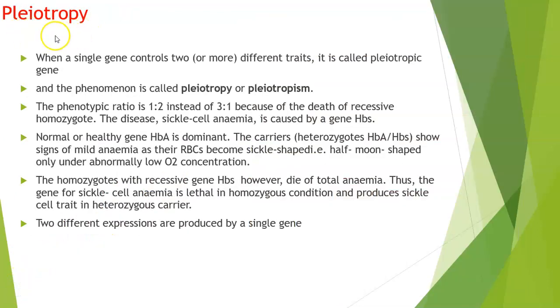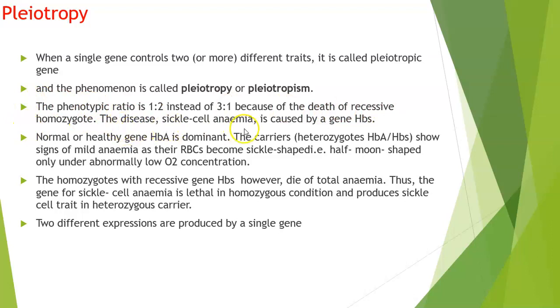Students, the next interaction is pleiotropy. When a single gene controls two or more different traits, it is called a pleiotropic gene, and the phenomenon is called pleiotropy or pleiotropism. So you have a single gene and more than one trait or character that the gene controls. The phenotypic ratio is 2:1 instead of 3:1 because of the death of the recessive homozygous.